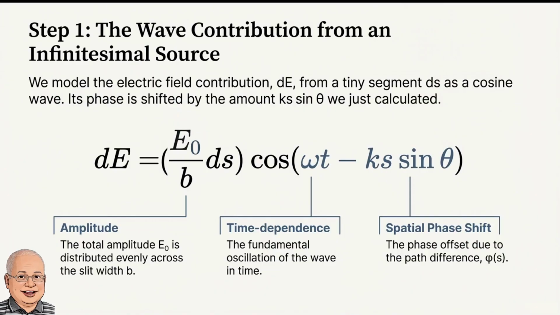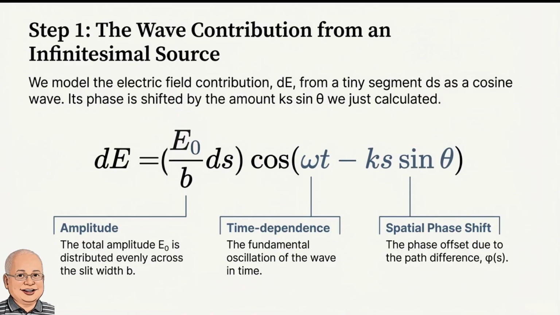Total length of the slit is b. E0 is the amplitude of the electric field. It is distributed over b. So over unit length, the amplitude will be E0 by b. For a distance ds, it will be E0 by b into ds. So that is the first part.